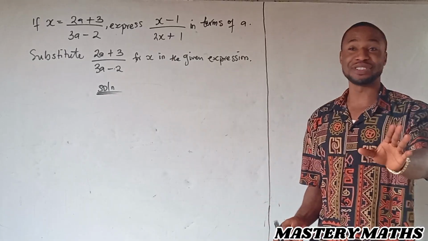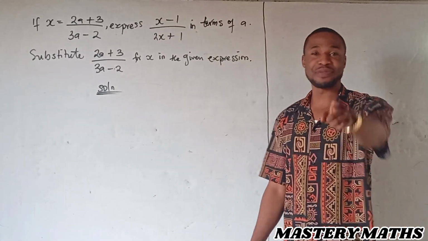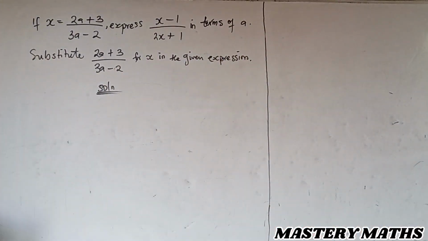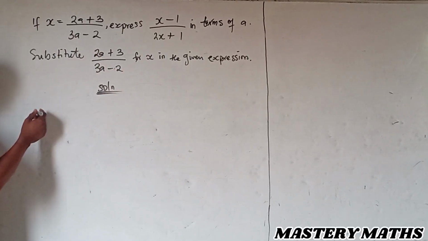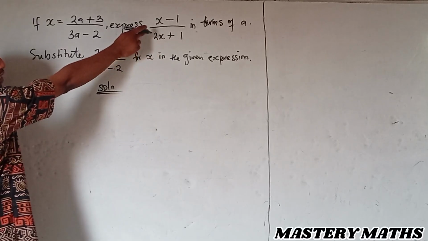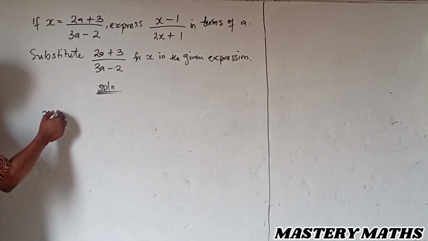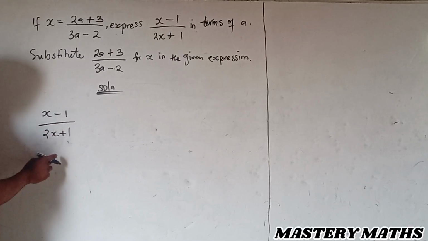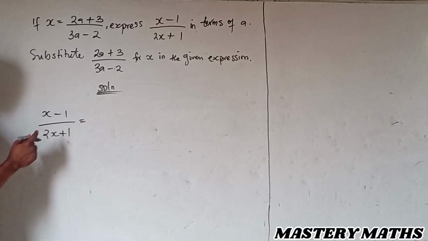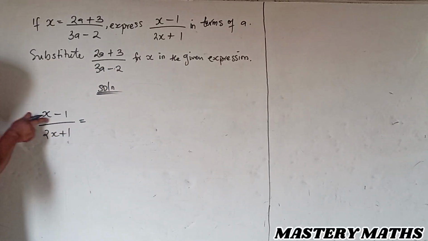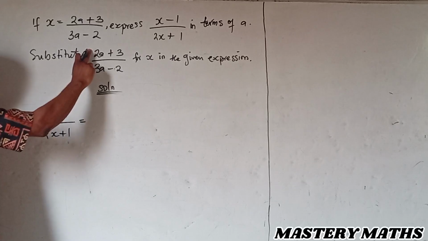Very simple. All you need to do is just to trash this on the board. What are you waiting for? Let's trash this. Now on the board, we'll repeat this question because this is what we are looking for. We are expressing x minus 1 over 2x plus 1. Anywhere you have your x, this is your x, so you replace this x you're seeing now with this.